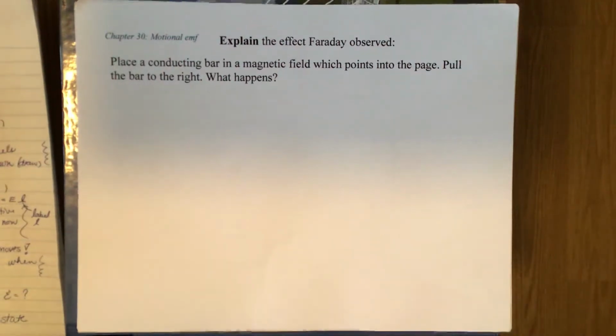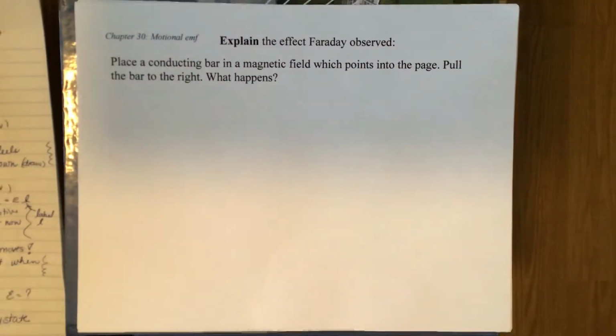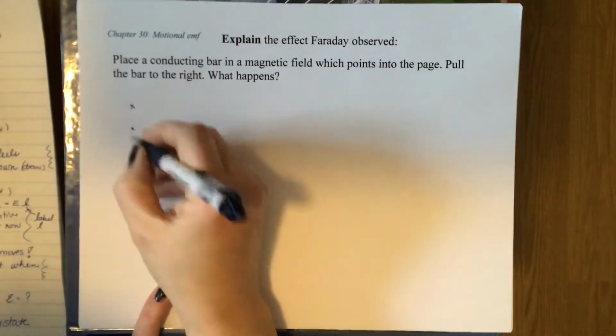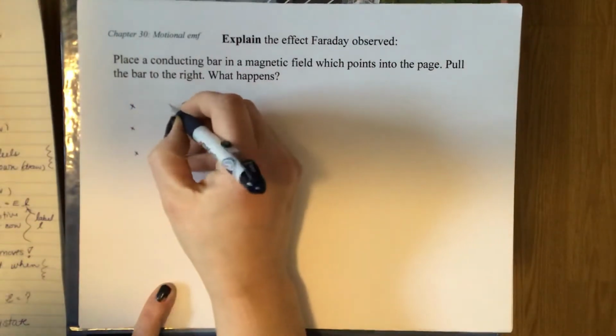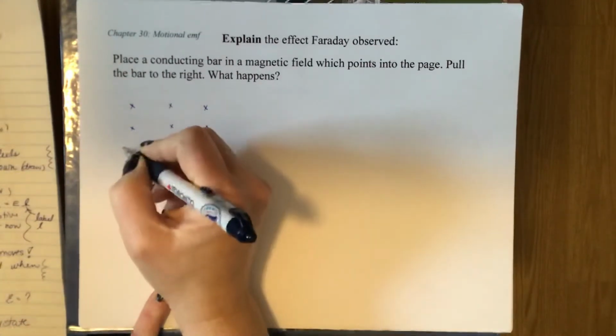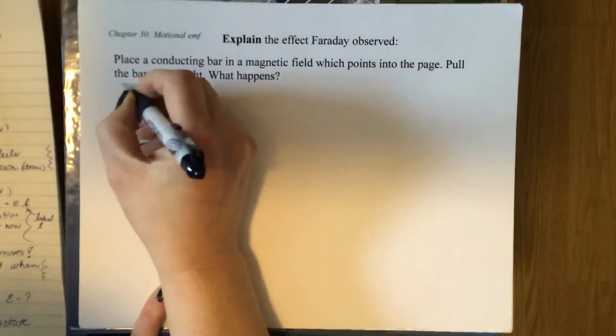So now we're going to start to explain the Faraday effect. How does changing a magnetic field make current? So let's start with our setup. You've already got this in your notes, and I'm going to draw it again here. Let's start with our setup where we have a magnetic field that points into the page. There's our magnetic field B into the page.